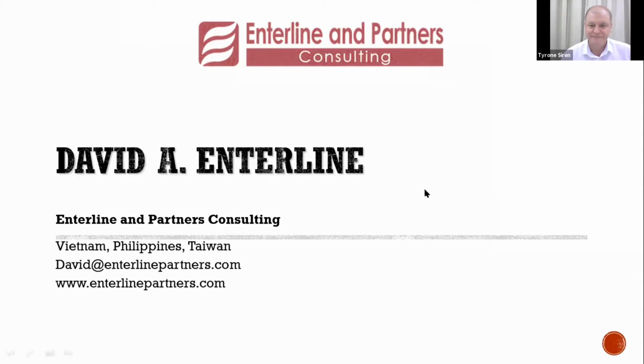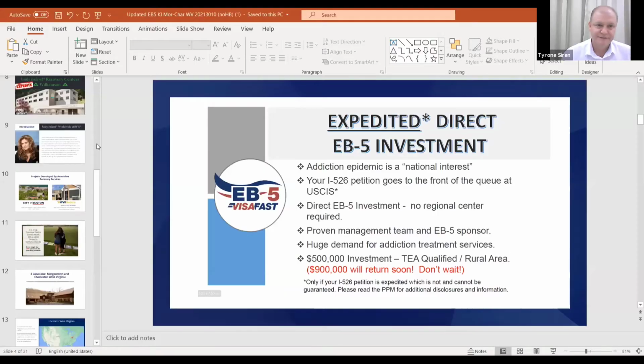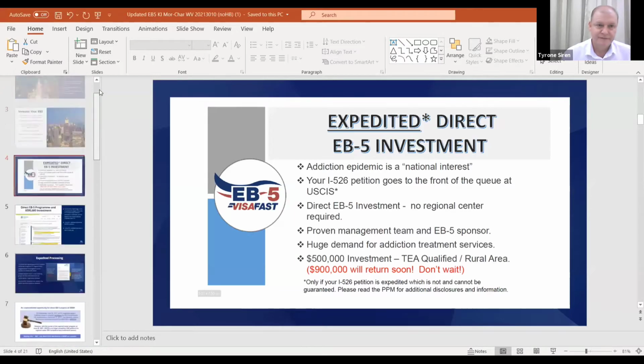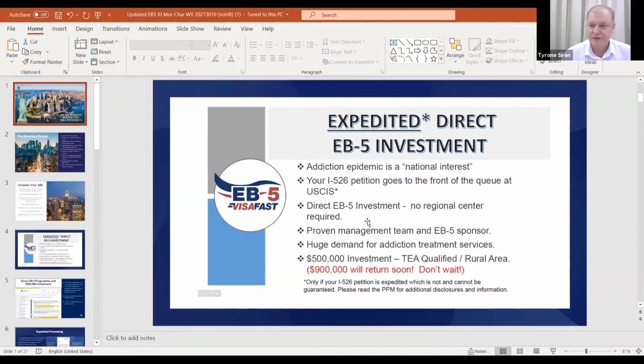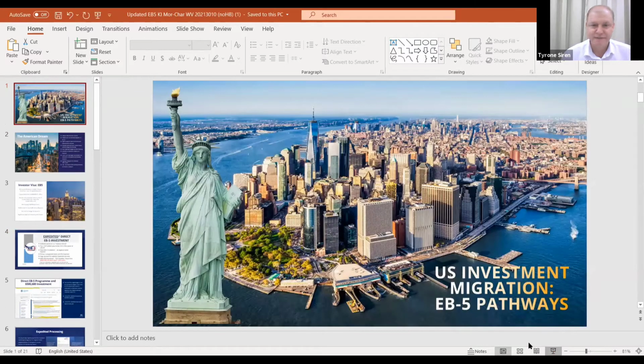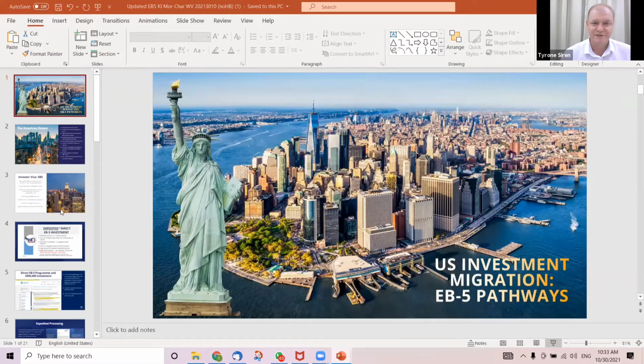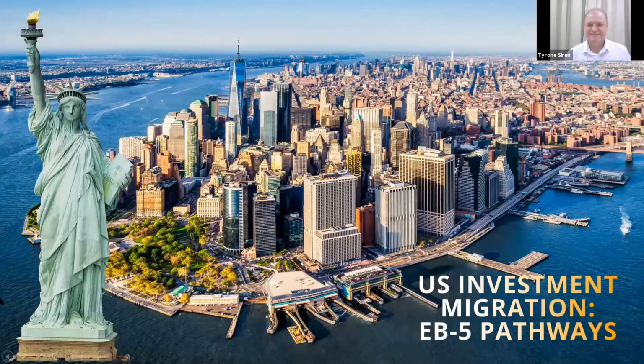Okay, great. Let me just bring up my presentation quickly. Okay. Excuse me. All right, I'm going to ask everybody if they can see my screen. It should have a big Statue of Liberty, a photo of New York City. Yes, it's great. It's great, Tyrone. Okay, good. I just always like to ask.